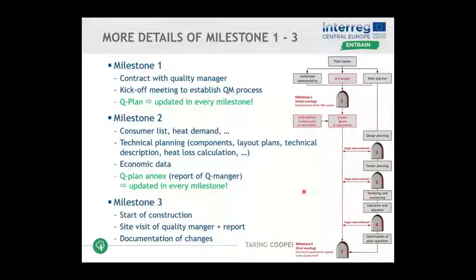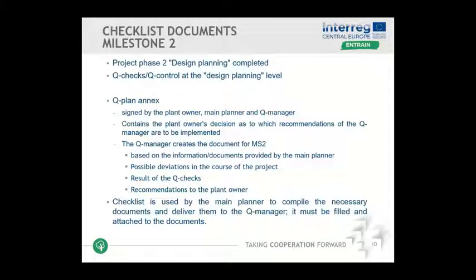Milestone 3 is then reached after the tendering, so before the start of the actual construction of the plant. The Q manager should then also visit the plant and do a report about the proceeding of the plant direction, and should also document if there are changes done to the initial plan, so taking photos and so on. So that's the first part of the process from milestone 1 to 3.